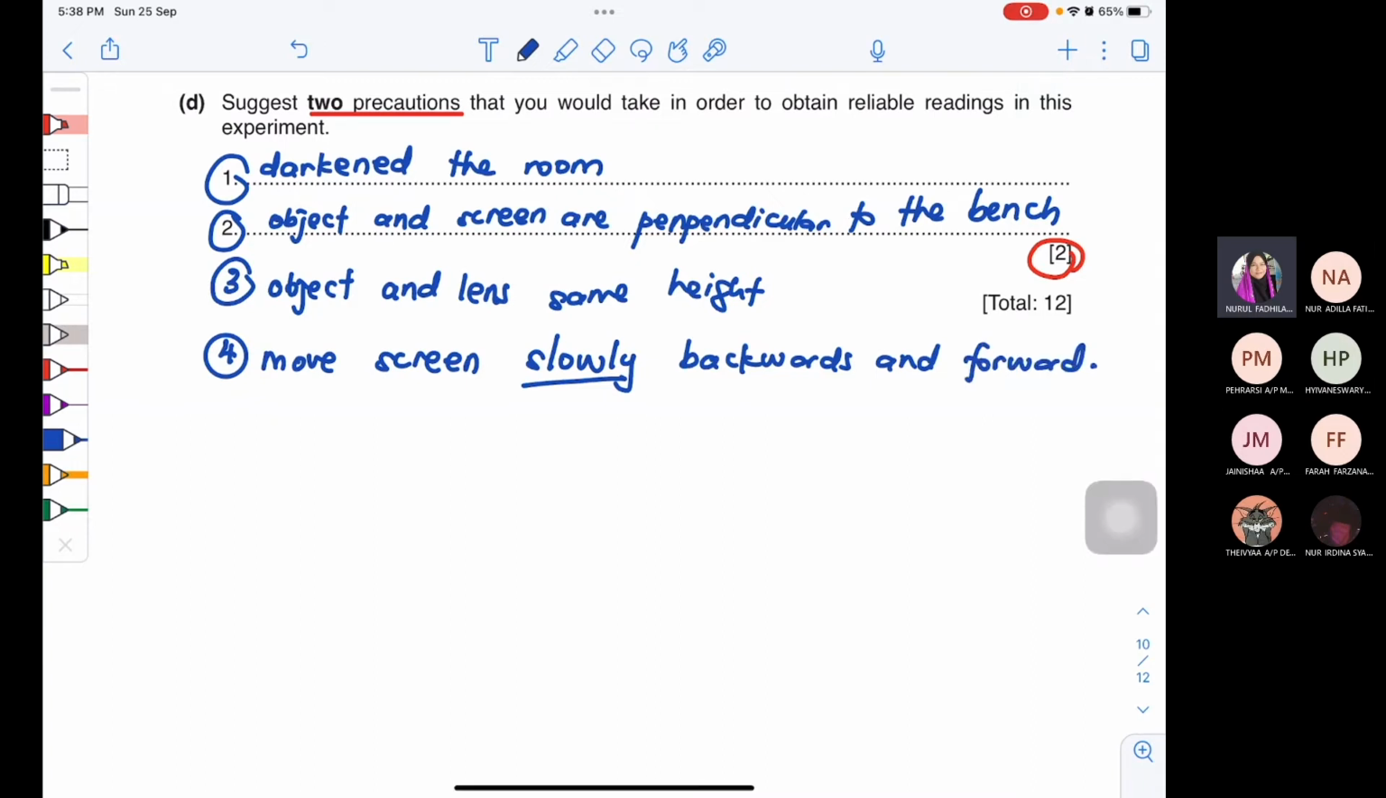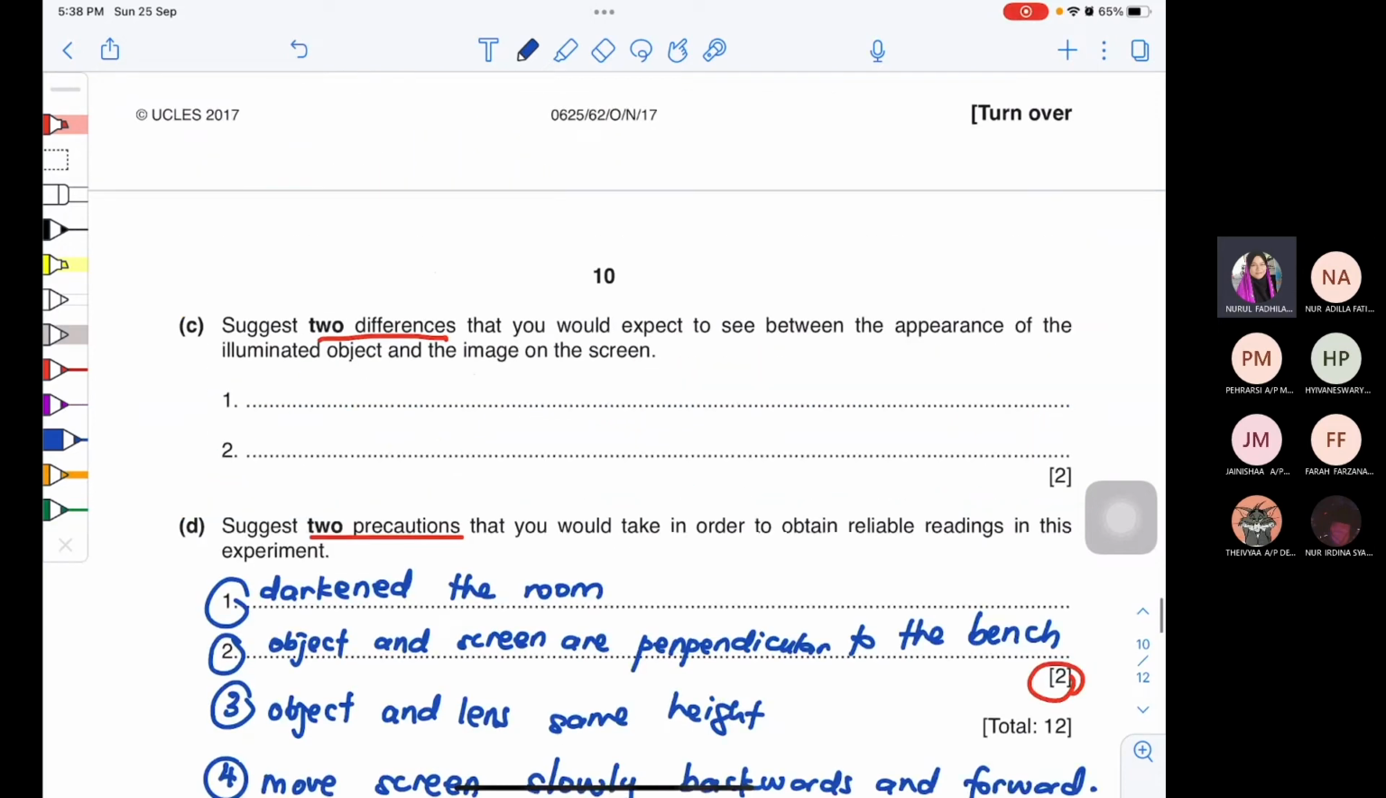Okay. Alright. Yang ni. Suggest two differences that you would expect to see between the appearance of the illuminated object and the image on the screen. Ada tak? What is expectation that you will see? So maksudnya kat sini, soalan lain dia ialah, what do you think the result will be? The result of what you see. What will you see? You will see the image.